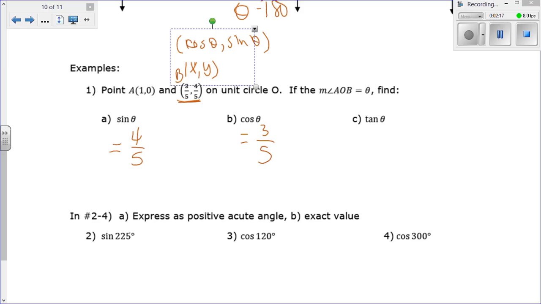Our tangent, remember tan theta, is equal to y over x. So in this case, it would be 4/5 over 3/5. Multiply top and bottom by 5, because that's my LCD, and that's 3. So my 5's cancel out, and I'm left with 4/3.